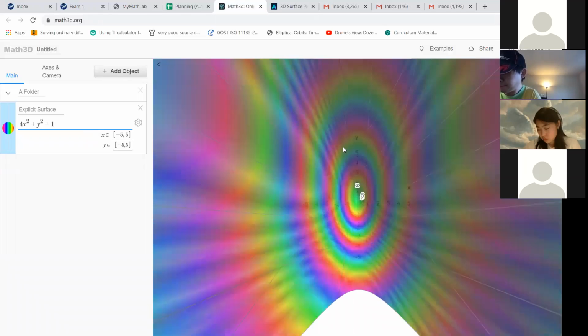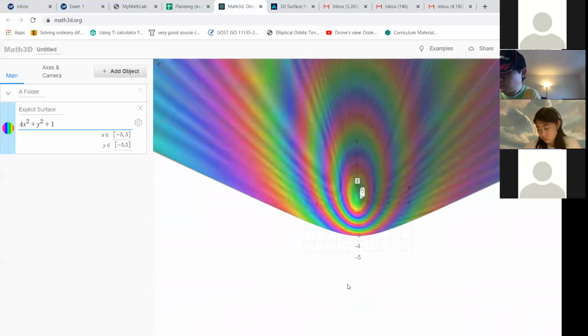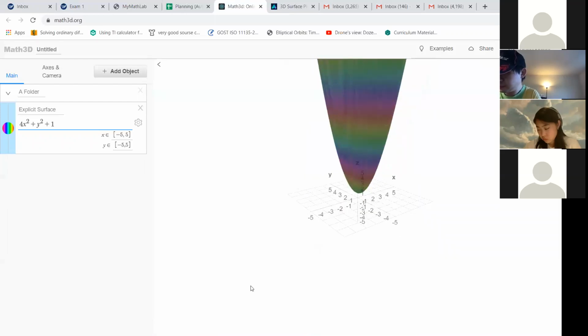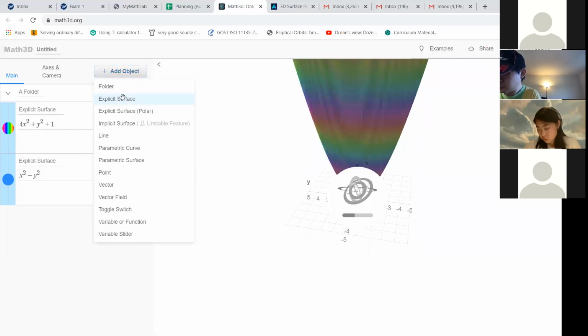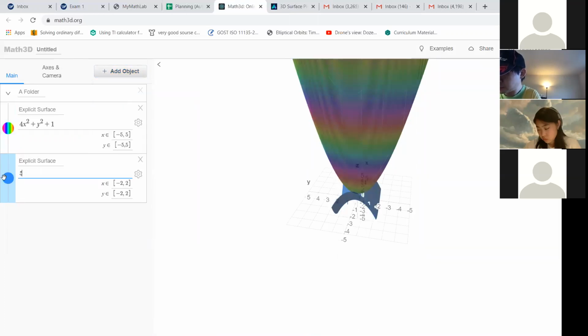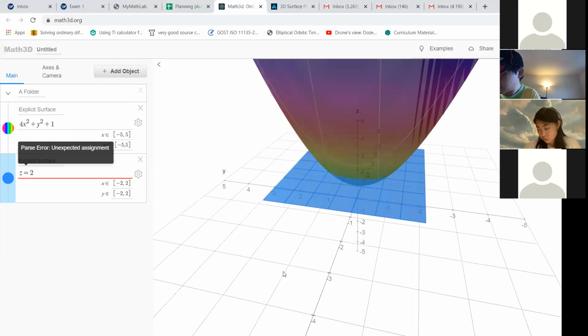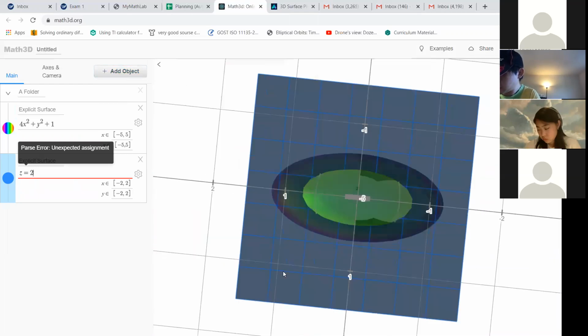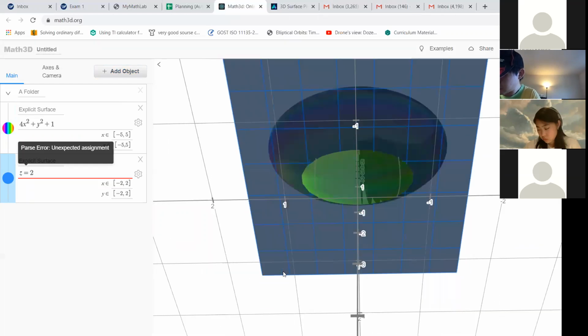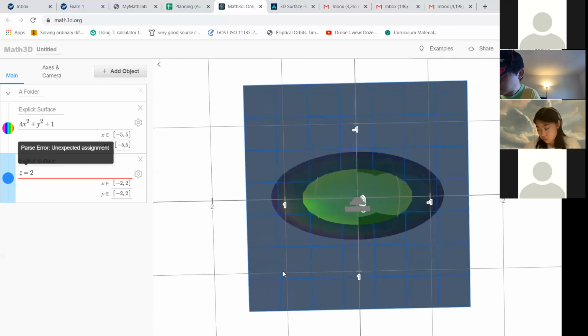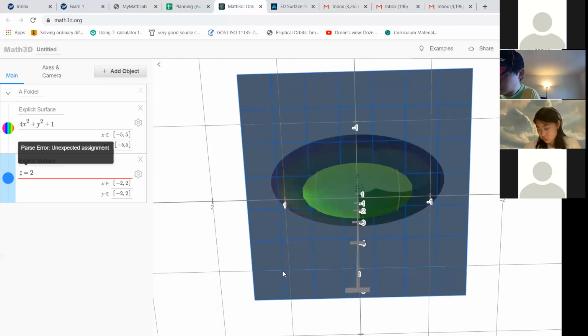And down here, you can actually see the level curves. Level curves are not circles. These level curves are all ellipses. So you have a family of ellipses. You can actually add objects, explicit surfaces, like z equals 2. Do you see that? The level curve, the intersection between the plane and your curve, is not a circle. This is just an ellipse.